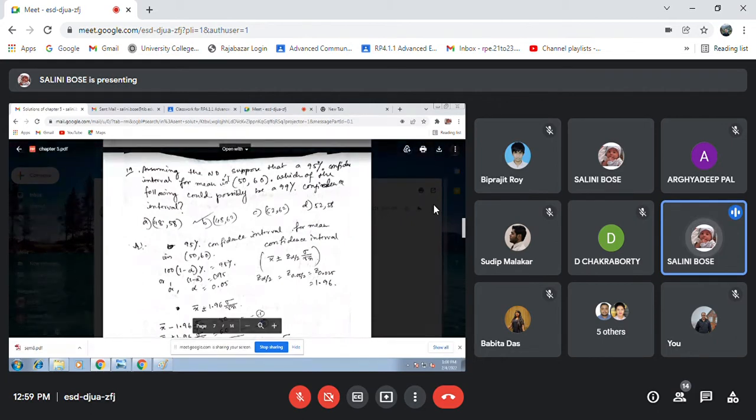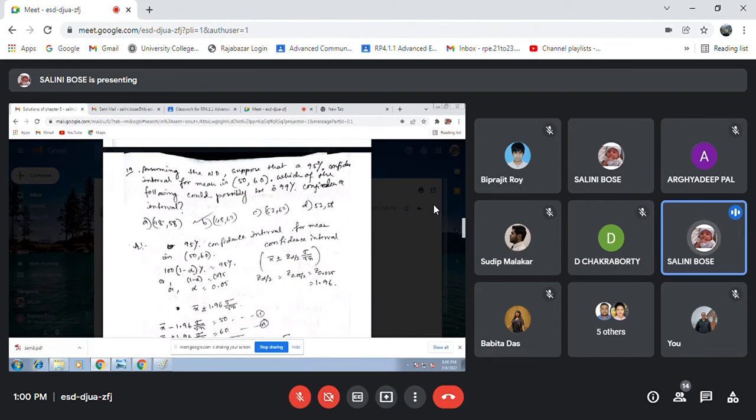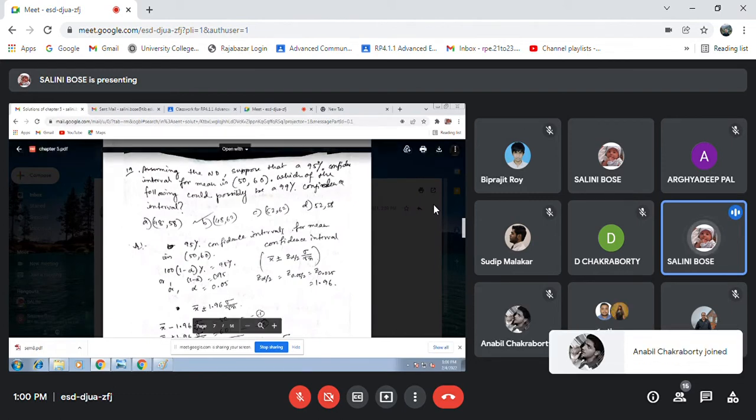That means they have given you the interval for 95%. So what will be the possible interval for 99% confidence? They have given you the limits for the 95% confidence interval. Then what will be the limits for the 99% confidence level, the 99% confidence interval? That is the question.